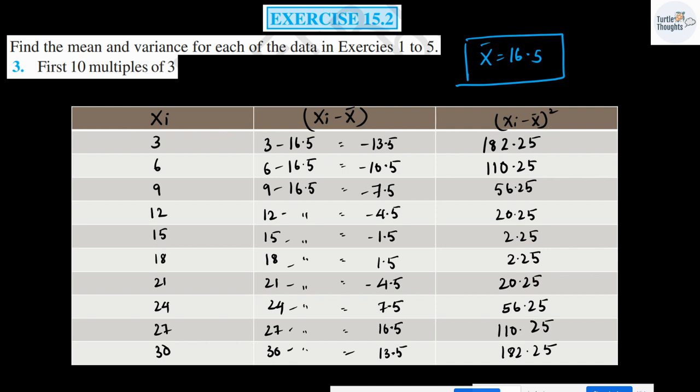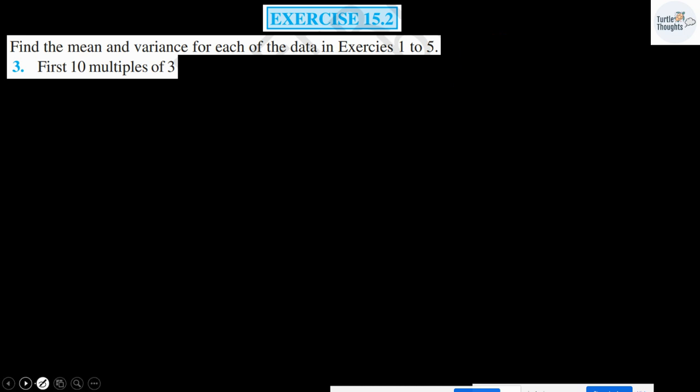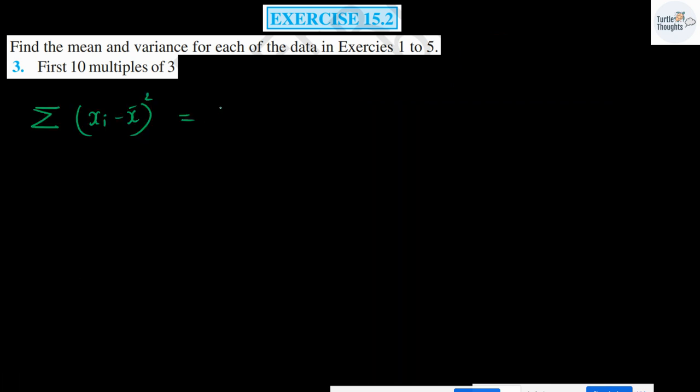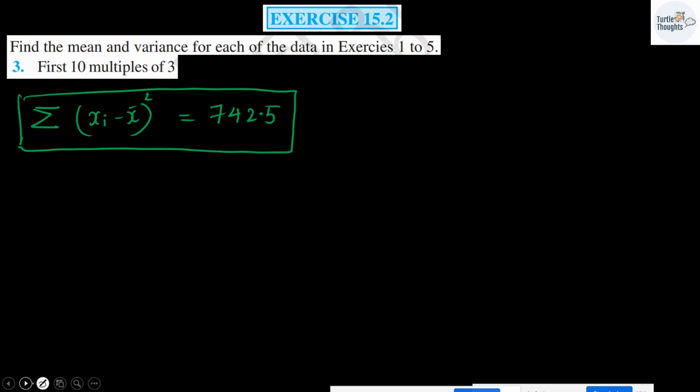You have got the value of xi minus x bar, and you have got the value of xi minus x bar whole square. You need to find out the summation of xi minus x bar whole square. When you add all of this, you will be getting that value to be 742.5. I will be writing the formula for variance.